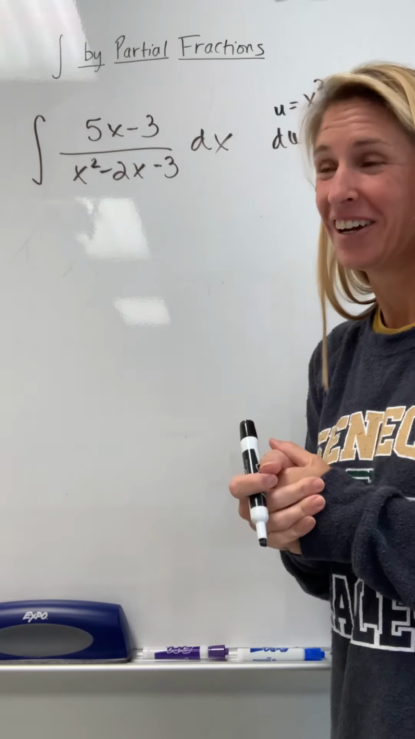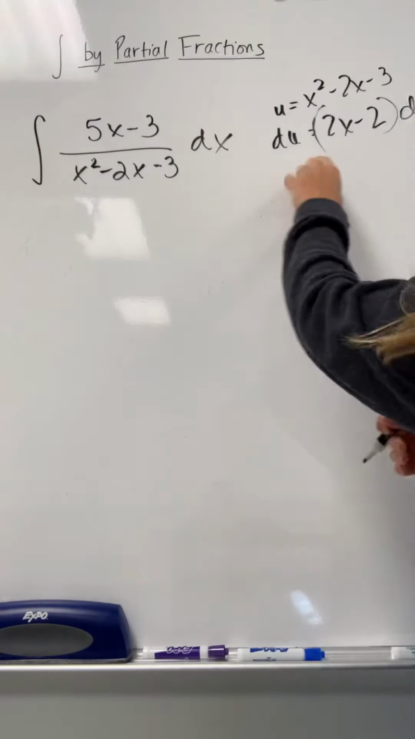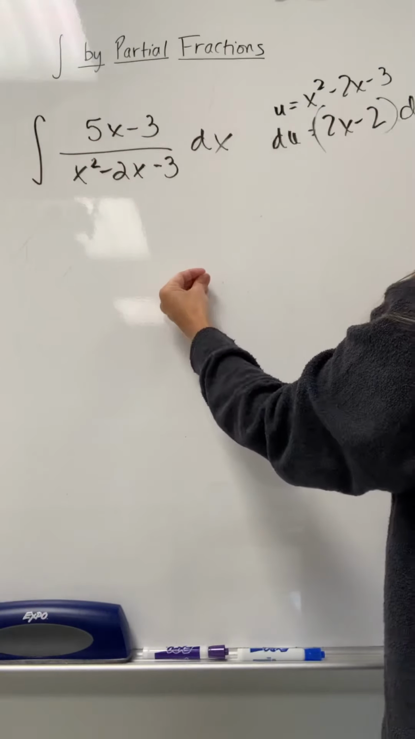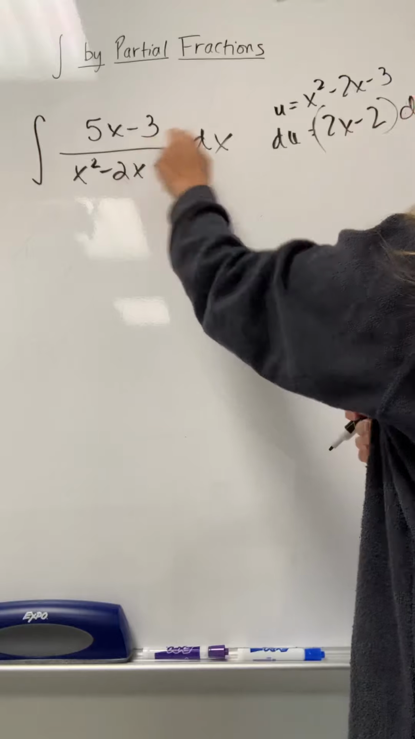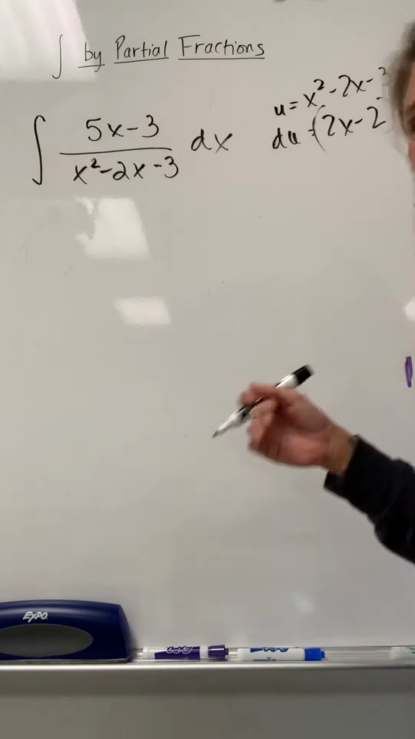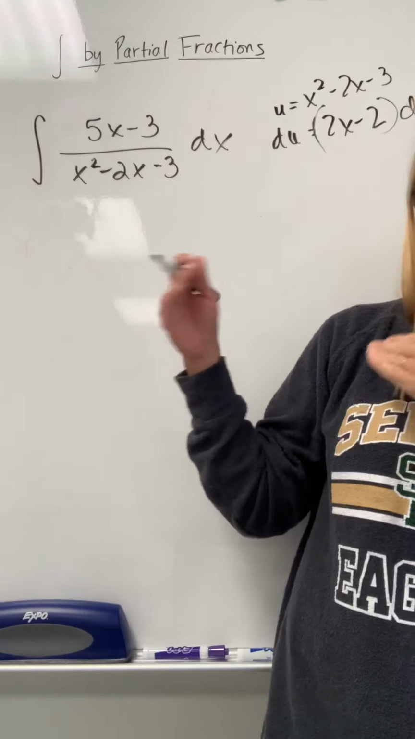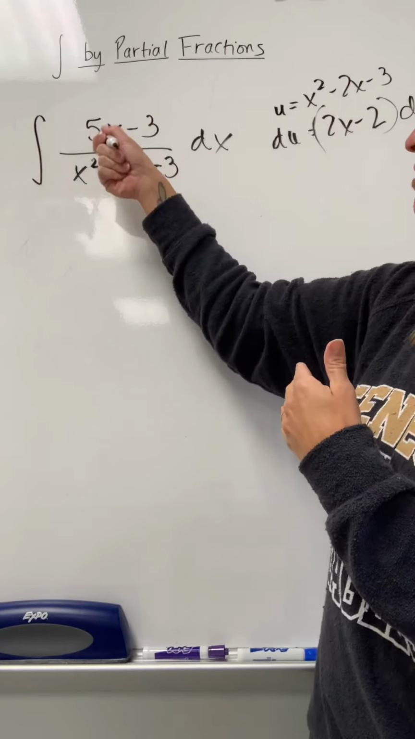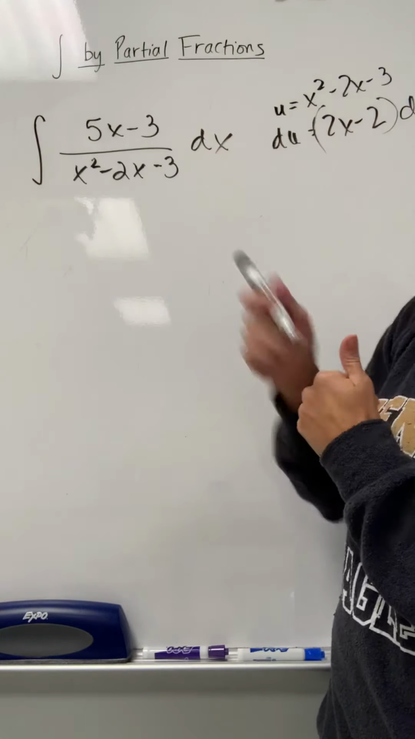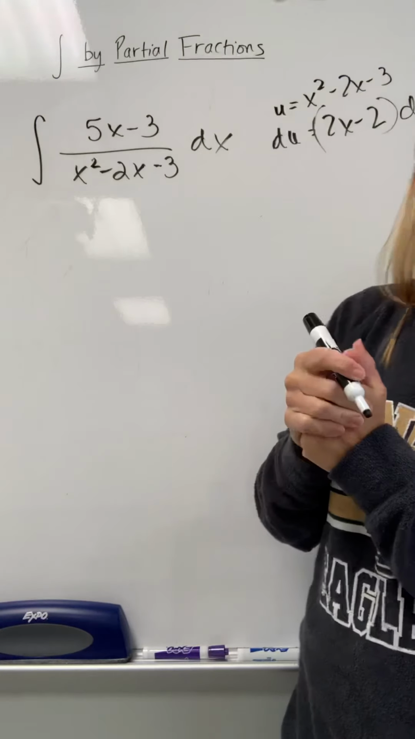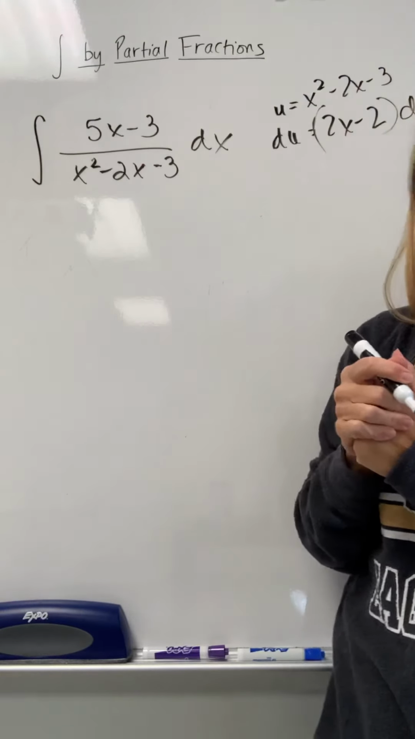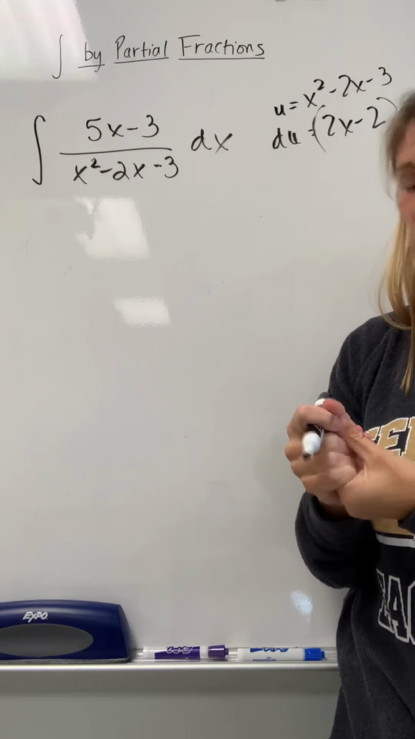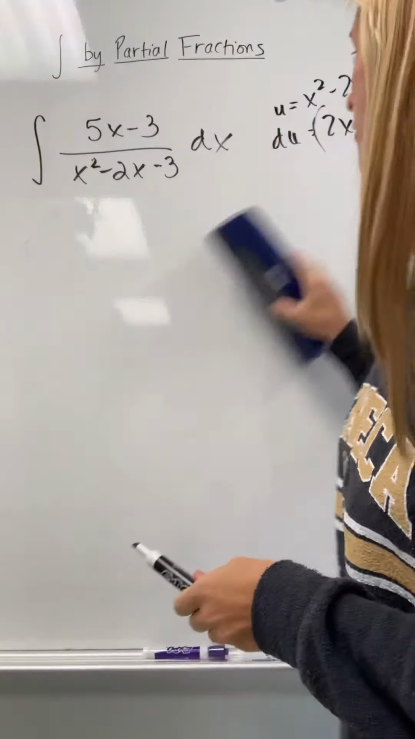The problem with this du is that I don't have this on top, and there's no way to manipulate 5x minus 3 to be 2x minus 2. There's nothing I can multiply by to get that substitution to work. Even if I could get the coefficients in front of the x's to be the same, I can't get the numbers by themselves to be the same. So this is not going to work with regular integration or with substitution. So I need a different way.